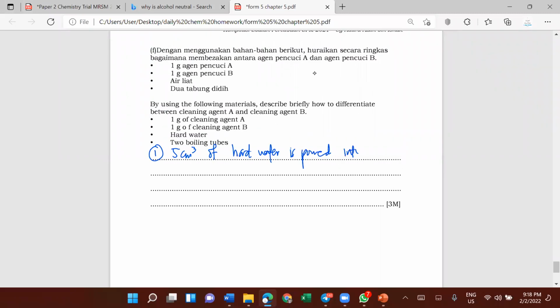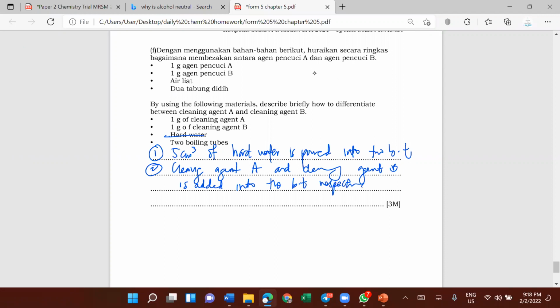into 2 boiling tubes. Teacher's just giving you 2 ways to show you the steps of how you can do it. So teacher put hot water into 2 boiling tubes. Okay, so hot water settled. Then I'm going to put cleaning agent A and cleaning agent B, is added into the boiling tubes respectively and shaken.